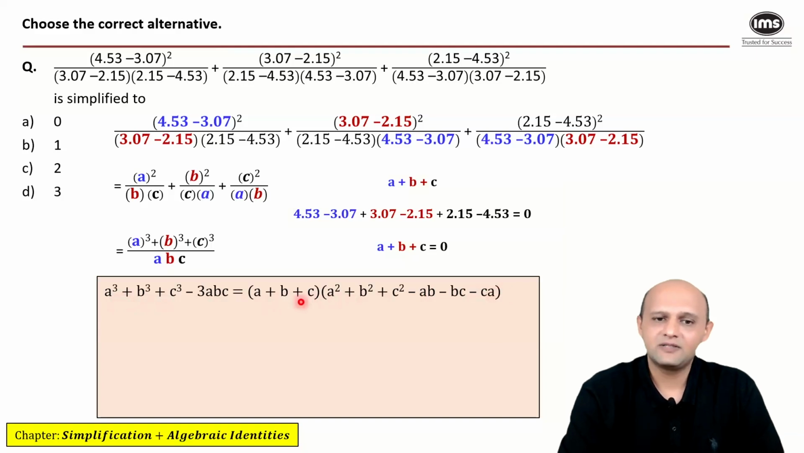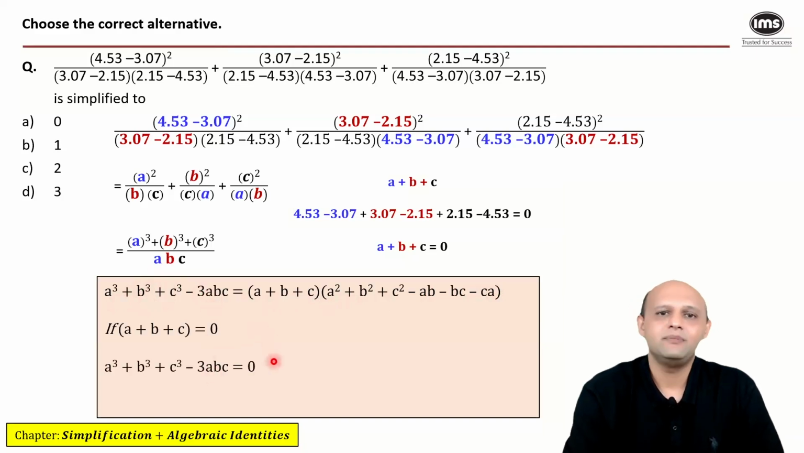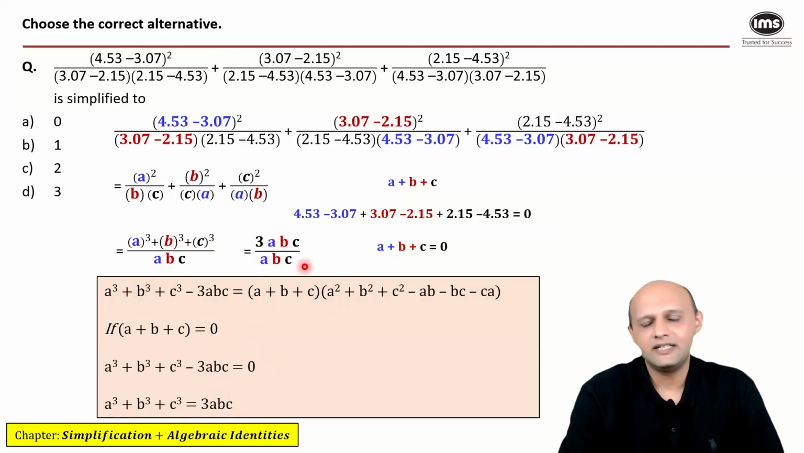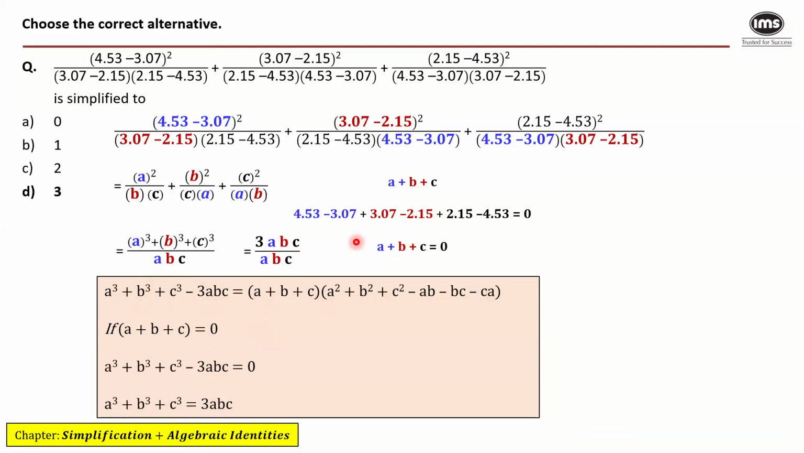Now, if A plus B plus C itself is 0, then A cube plus B cube plus C cube is going to be equal to 3ABC. This is the result that we want and can use here. So 3ABC in the numerator and 3ABC in the denominator. The ABCs cancel each other, and therefore what's the answer? The answer is 3.